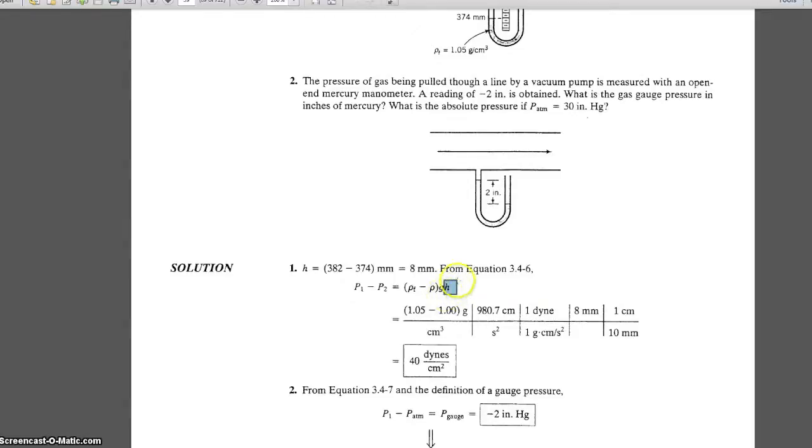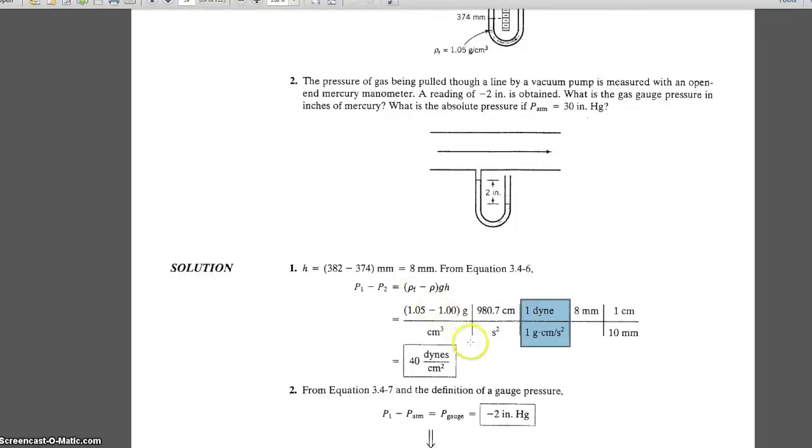Let's consider the height difference. The height difference is 8 millimeters, so for dimensional homogeneity that we discussed before, we have to change the millimeters to centimeters. 1 centimeter equals 10 millimeters, so the millimeters cancel out, making it 0.8 centimeters. So you get the pressure difference.